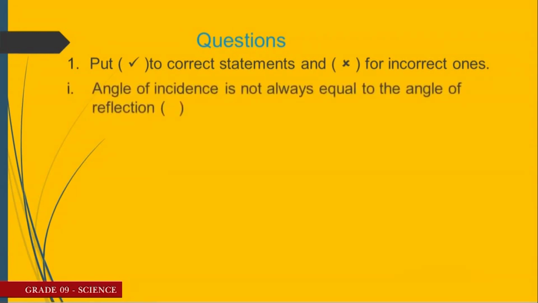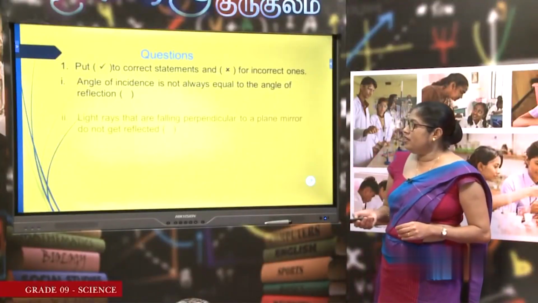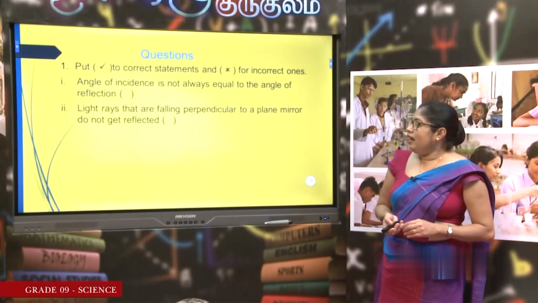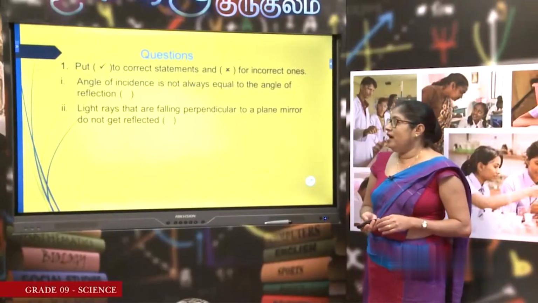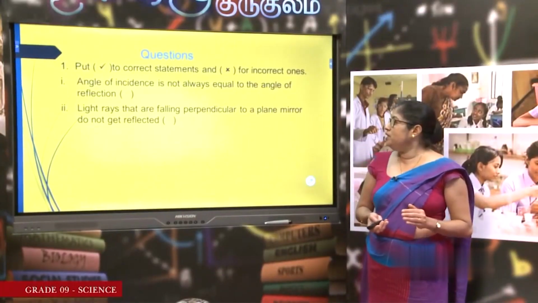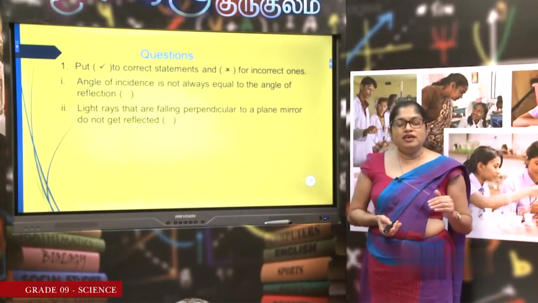First statement, angle of incidence is not always equal to the angle of reflection. Is this correct? No. Laws of reflection say that angle of incidence is always equal to the angle of reflection. So, this statement is wrong. Second one, light rays that are falling perpendicular to a plane mirror do not get reflected. This statement is also wrong. As we learnt, the light rays that are falling perpendicular to the plane mirror are reflected in the same pathway.